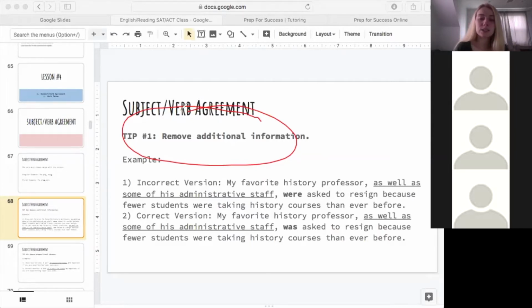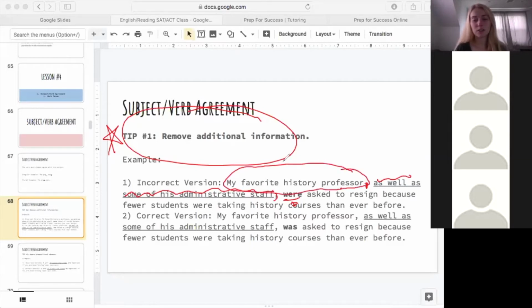So notice in this sentence: my favorite history professor, as well as some of his administrative staff, were asked to resign. Initially you think, oh, were is plural, and the professor and the staff are a bunch of people, therefore it's going to be plural. However, remember tip number 1, remove the additional information. So everything from this comma to this comma gets crossed out. That's not regarded in my subject. So my only subject here is my favorite history professor.